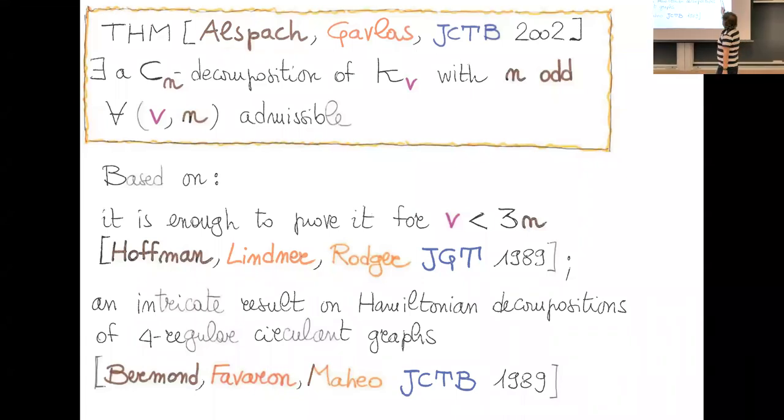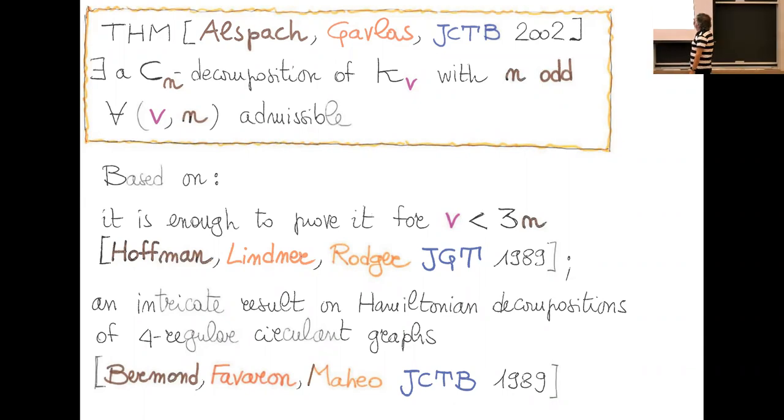In both cases, odd and even, the final answer is that an n-cycle decomposition of the complete graph on v vertices always exists, provided that the trivial necessary conditions are satisfied, which are: v must be odd, and v times (v minus 1) must be divisible by 2n.